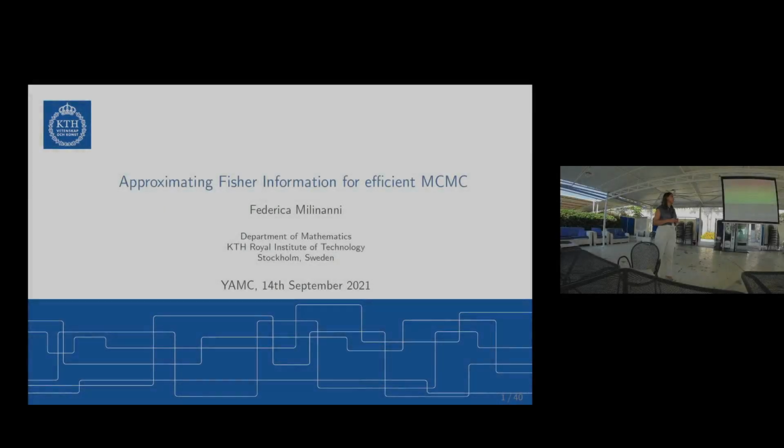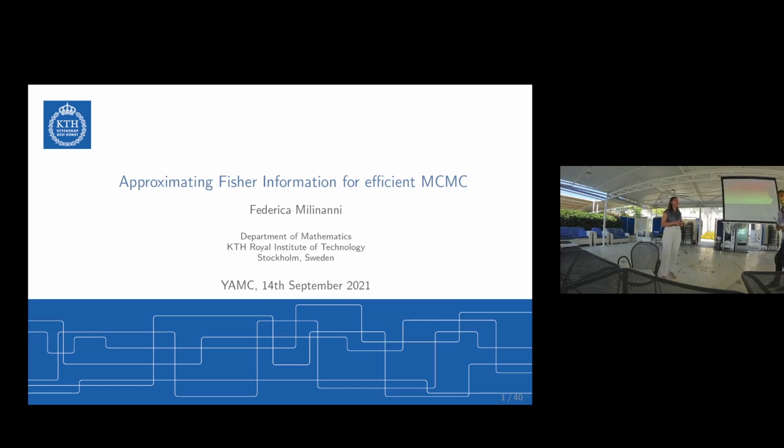Welcome. This is the second day of the conference, and we are in room B, and this is the one devoted to topics ranging from statistics to machine learning. And today we have Federica Milinanni that will talk to us about approximating feature information for efficient Markov chain Monte Carlo. And okay, so this is the first topic of the day, and we can go ahead since we are already ready to go. Thank you for having me here today.